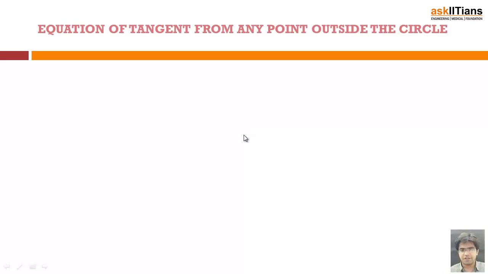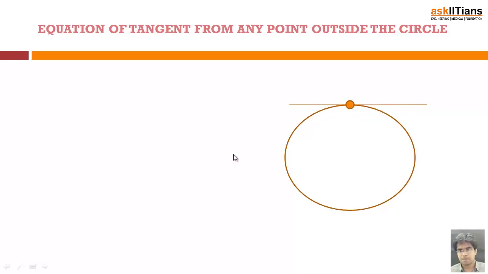Previously we have studied that if you have a circle and a point on the circle, you can draw one tangent from that point to the circle like this. But what if this point is not lying on the circle? In fact, if this point lies outside, then you can draw two tangents from this point to the circle. So we are interested in finding the equations of these two tangents. How can we find them?